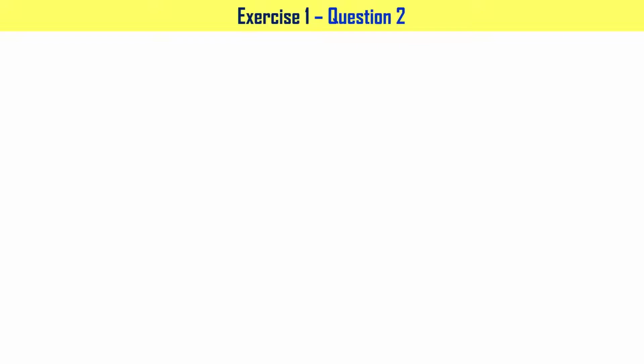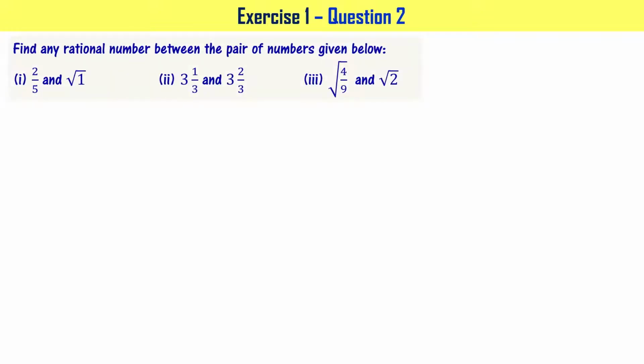Question number 2. Find any rational number between the pair of numbers given below. We are given 3 pairs of numbers. We are asked to find any rational number between the pair of numbers given below. Let's start with the first one. That is 2 by 5 and root 1, right? Root 1 can be written as 1. It means we have to find a rational number between 2 by 5 and 1.